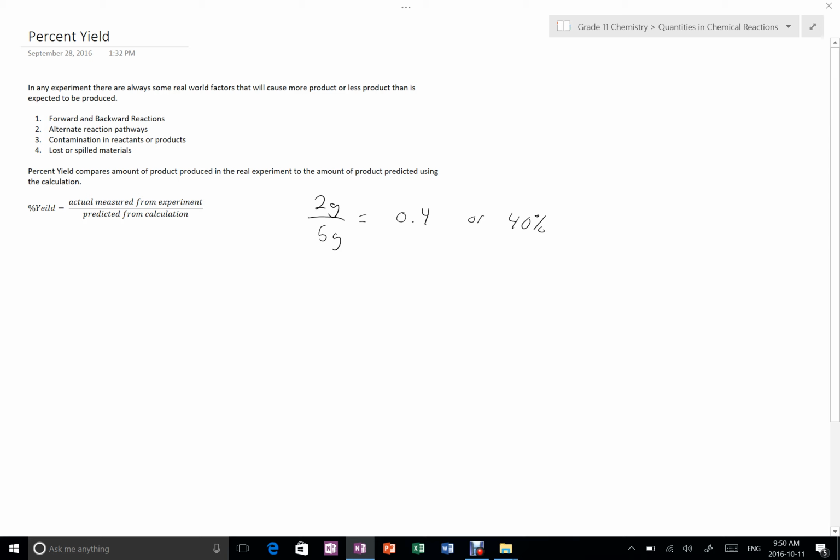Why wouldn't the percent yield be 100%? Well, just some ideas. If A plus B react to form X, is it possible that X could break back down and form A plus B again? We don't generally deal with this in this class, but of course it's possible. Most reactions that can go in one direction can also go in the backwards direction. And what that means is that we'll get less of the X product than we expected.